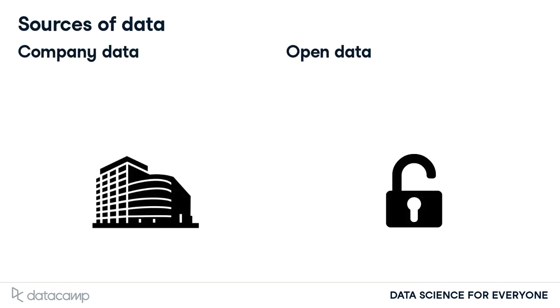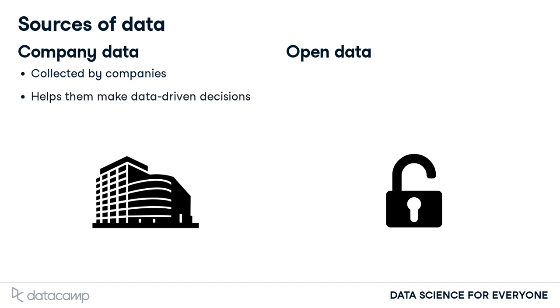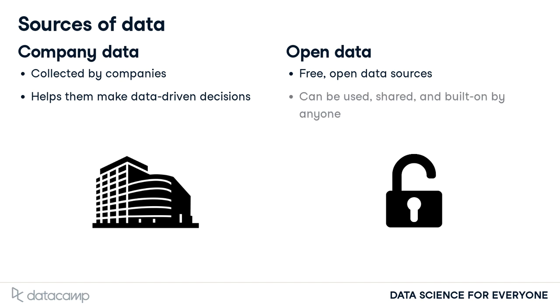We are generating vast amounts of data on a daily basis, simply by surfing the internet, tracking a run, or paying by card in a shop. The companies behind these services that we use collect this data internally. They use this to help them make data-driven decisions. On the other hand, there are also many free, open data sources available. This means the data can be freely used, shared, and built on by anyone. Note that sometimes companies share parts of their data with the wider public as well.